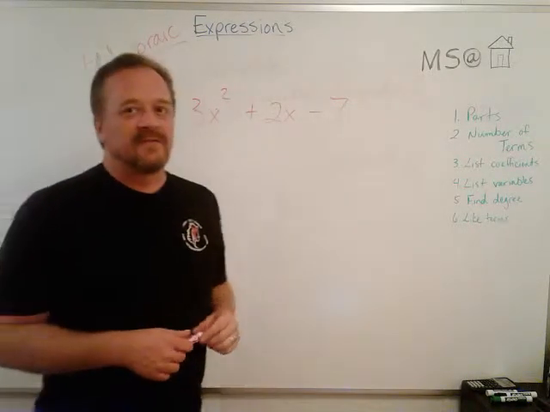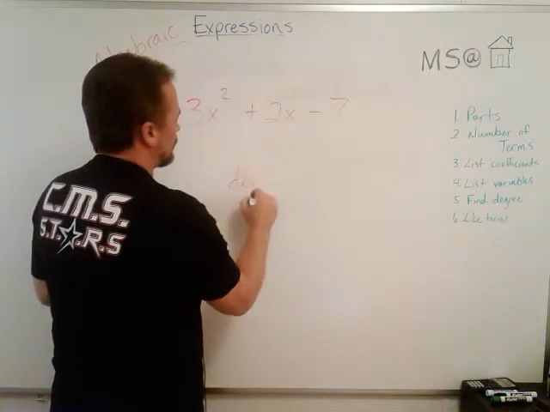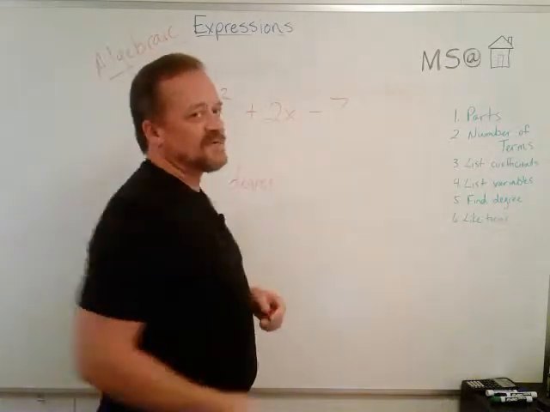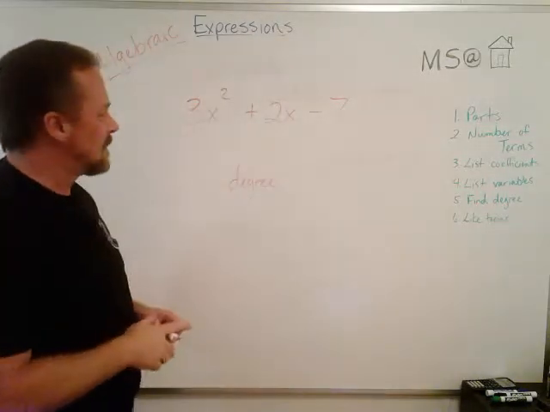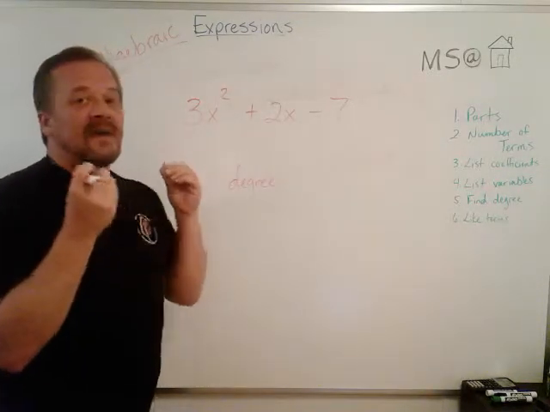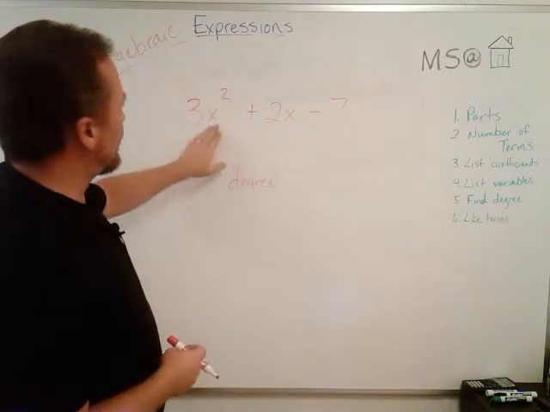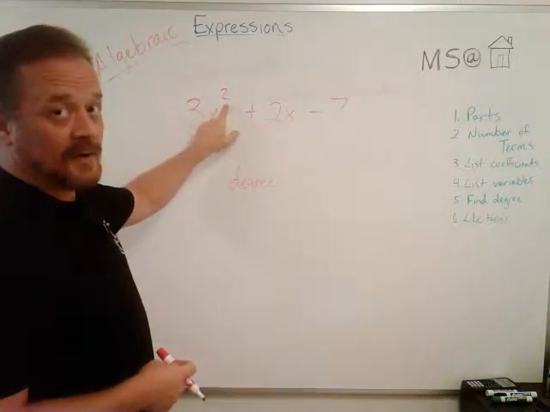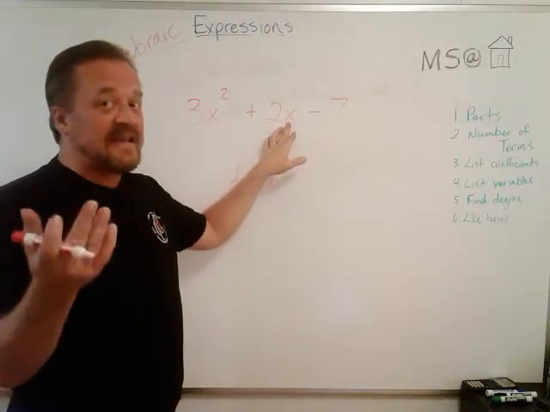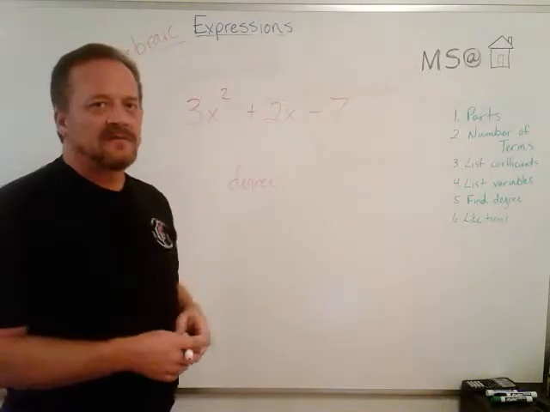Now, I'm going to introduce you to a new word, and that's called degree. Each one of these terms has a degree, okay? And that degree is found by the exponent of the variable. Remember, this variable has an exponent of 2, right? This one, you can see the variable, but you can't see its exponent. Does it have an exponent?